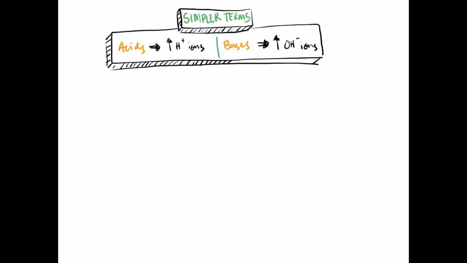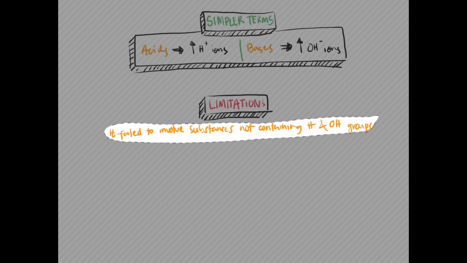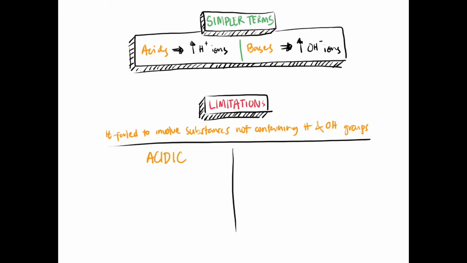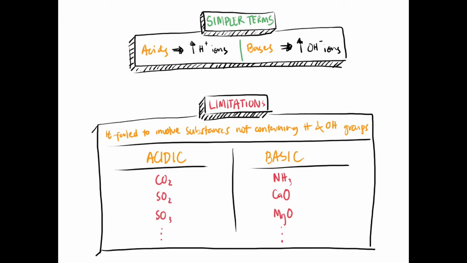But this theory has a limitation in a way that it fails to involve substances not containing hydrogen and hydroxide groups like carbon dioxide, sulfur dioxide, sulfur trioxide, etc., which lack a hydrogen group. Also, ammonia, calcium oxide, magnesium oxide, etc., which lack OH group.